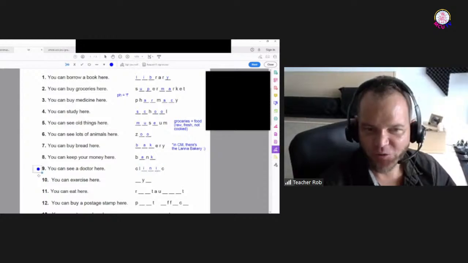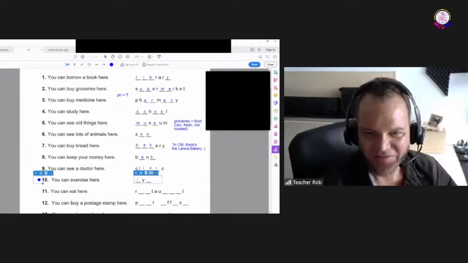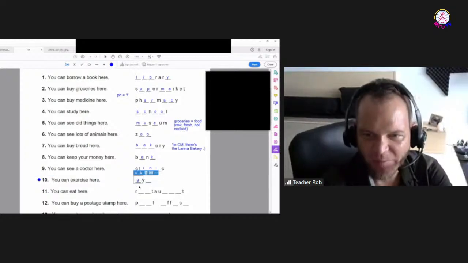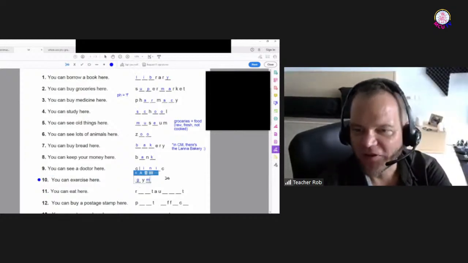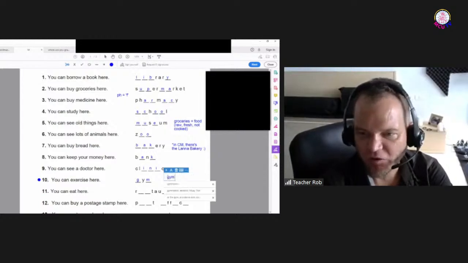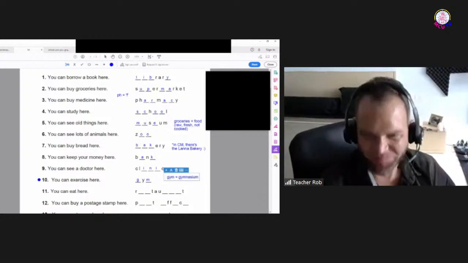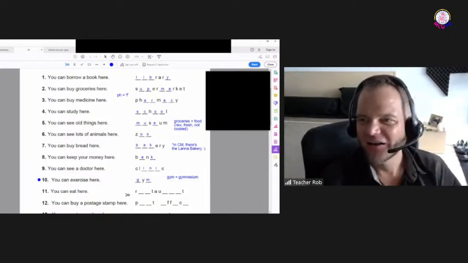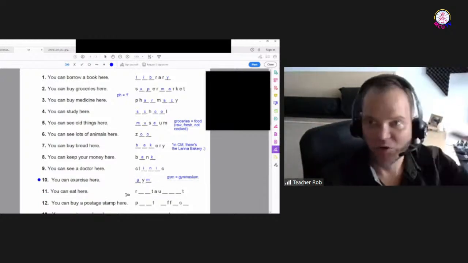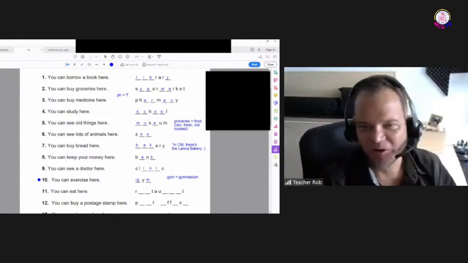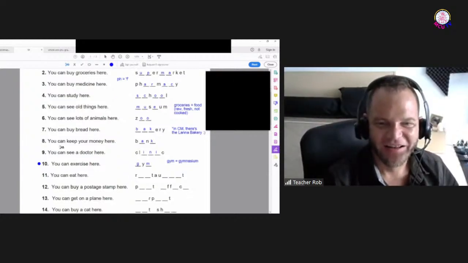10 goes, you can exercise here. Gym. Yep. Gym is just G-Y-M. There's one thing about this, you guys. Gym is actually short for the long word, which is gymnasium. Yeah, but since that's such a long word, we just shorten it to gym. So very good. This one's an easy one.